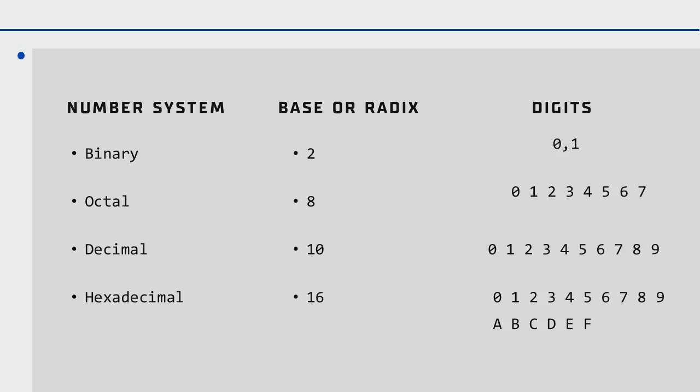Finally, the hexadecimal system has base 16 and uses digits from 0 to 9 along with A to F, where A means 10 and F means 15. Each system plays an important role in computing and digital applications.